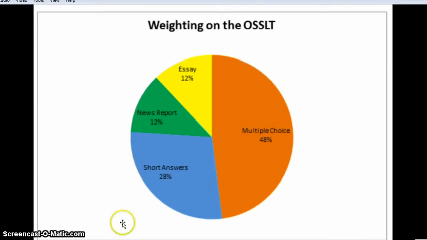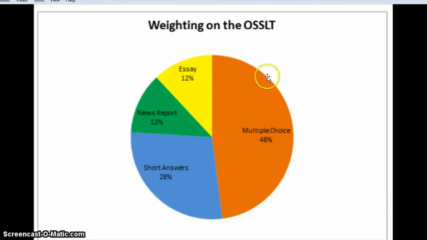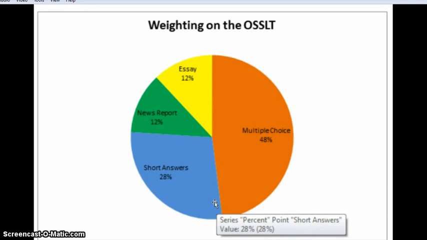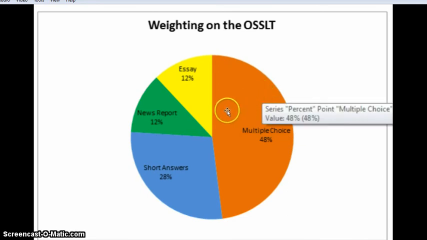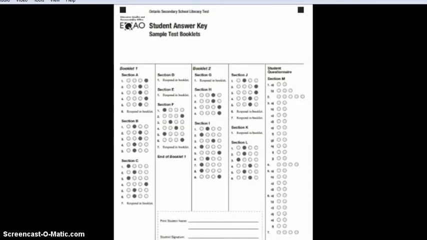This is the weighting chart for the literacy test. You can see that 48% of the literacy test, 48% of your mark, comes from your answers to the multiple choice questions. There are 39 questions, which means each question is worth just over 1%. So you don't want to treat this lightly. It actually adds up to quite a lot.